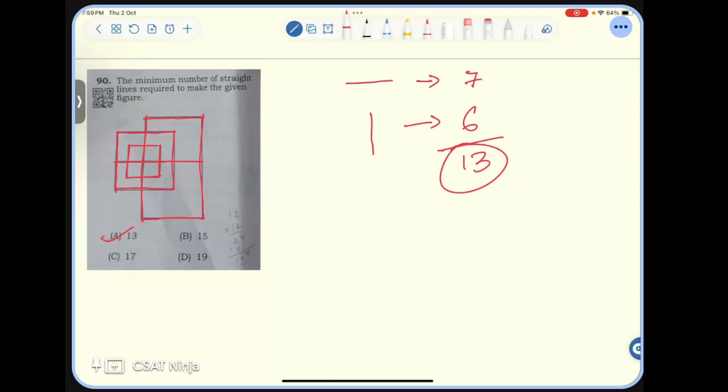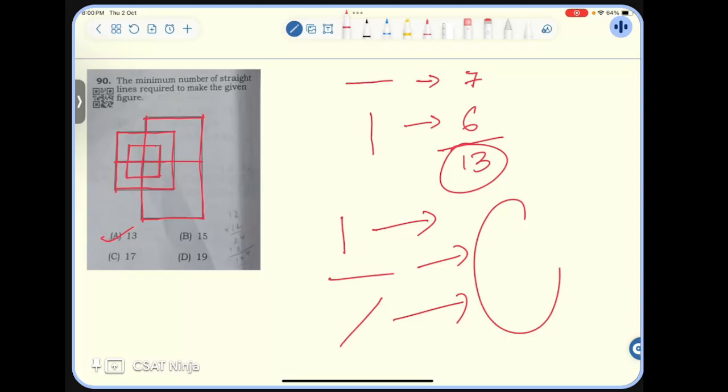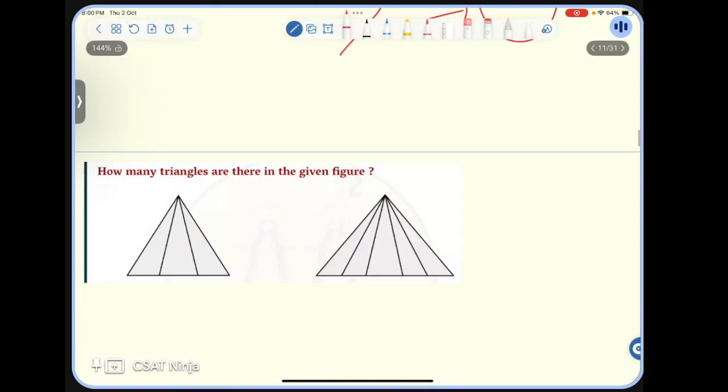Are we clear with this? So you count like that. This is one, this is another one, and this one is another one. So you keep on counting separately. After that, you sum the terms, which will give you the correct value there. Okay. Now let's go to next.